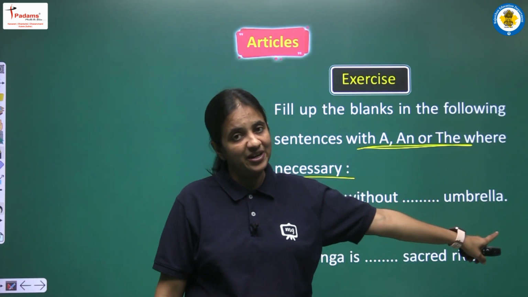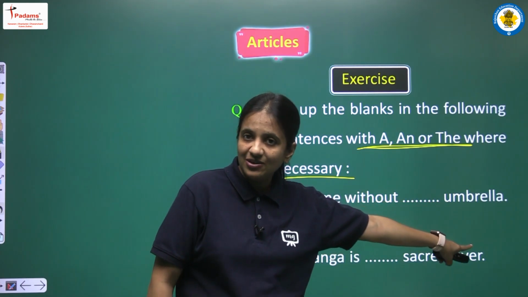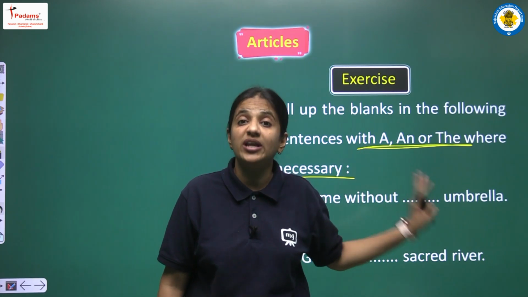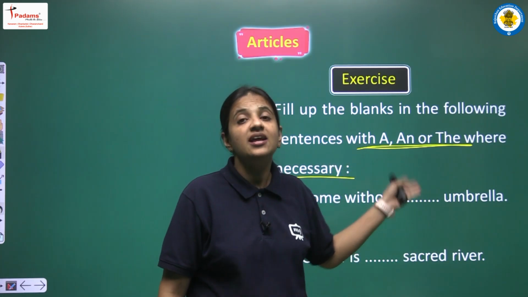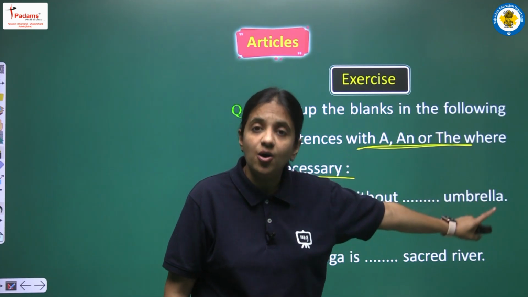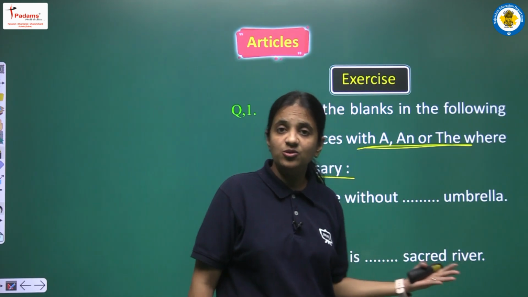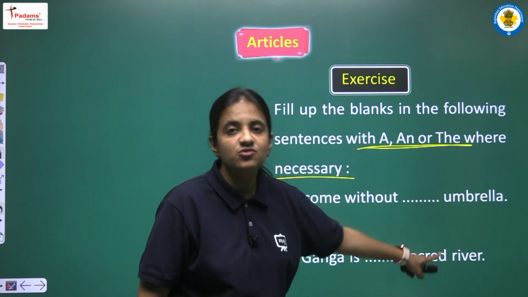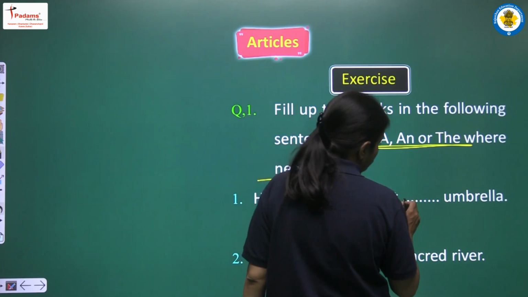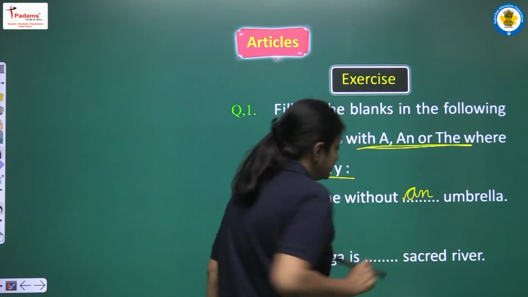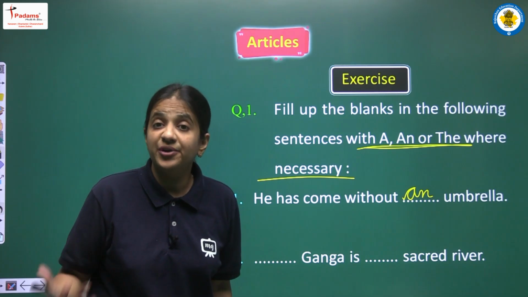So we know that umbrella, yes, it is a noun. It is a singular noun that is given to us, and yes, it is a countable noun also. So now here we can write one article, and how? According to the sound. So let's see again, we are having umbrella. So the starting sound that this word is having is a vowel sound. So according to the vowel sound, we have to write an here. So the sentence will be, he has come without an umbrella.